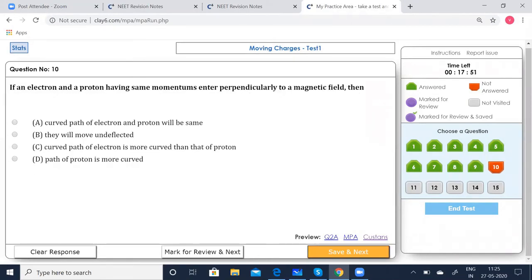If an electron and a proton having the same momentum enter perpendicularly to a magnetic field, then the curved path of the electron and proton will be the same, they will move undeflected, the curved path of the electron is more curved than that of the proton, or the path of the proton is more curved.